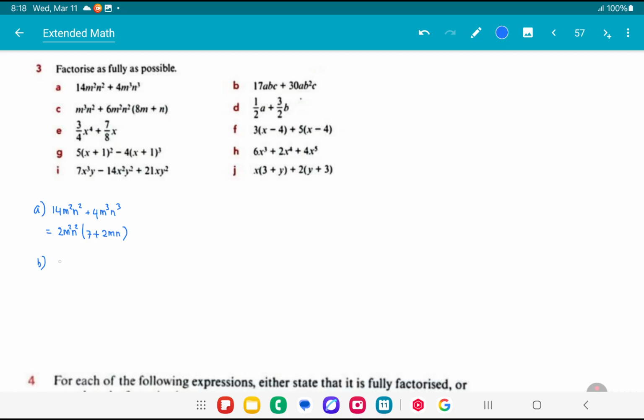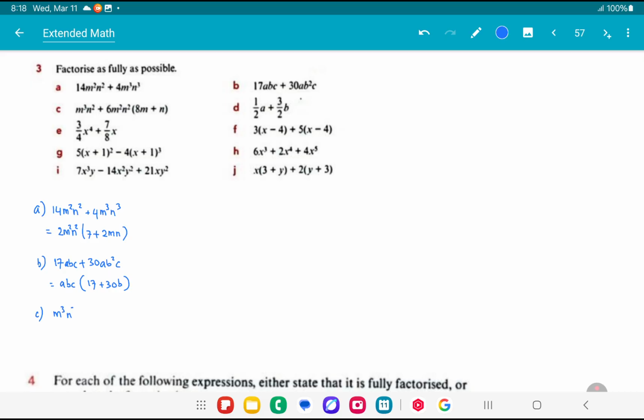Question B, 17abc plus 30ab squared c. 17 and 30 have no common factor, so the common factor is abc multiplied by 17 plus 30b.